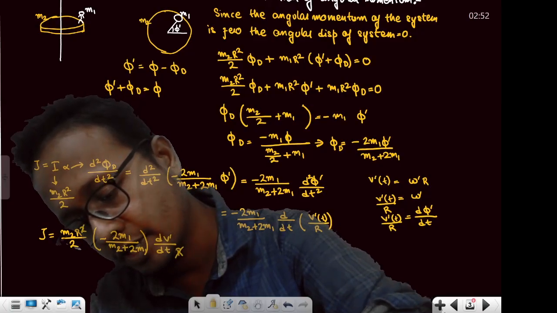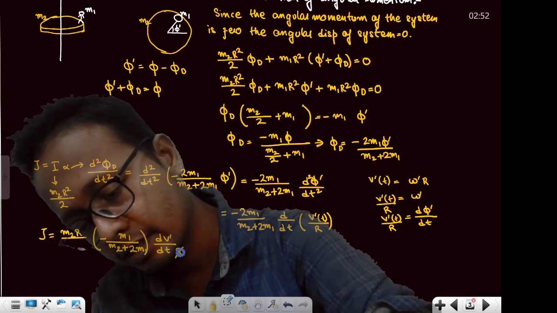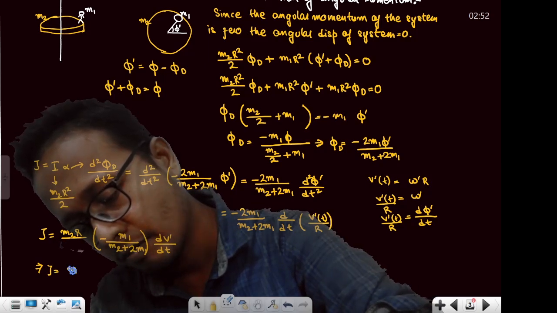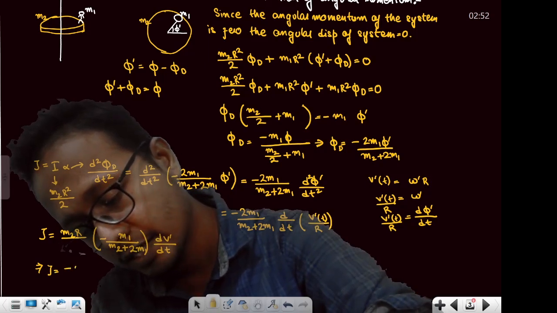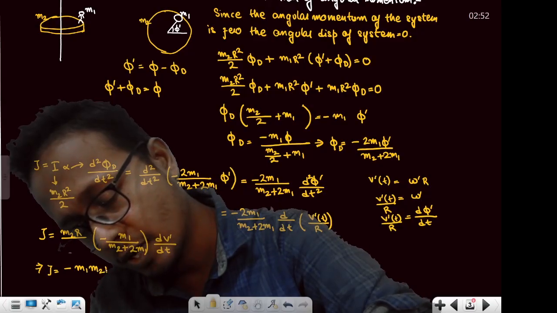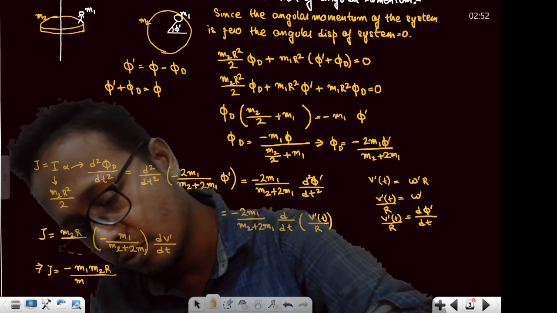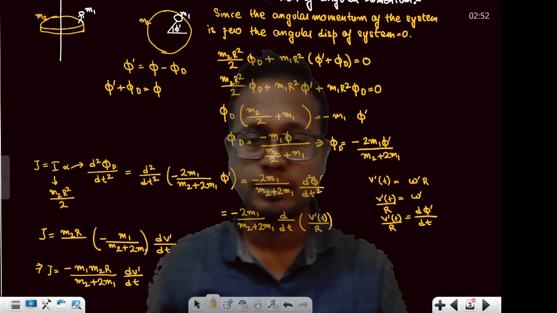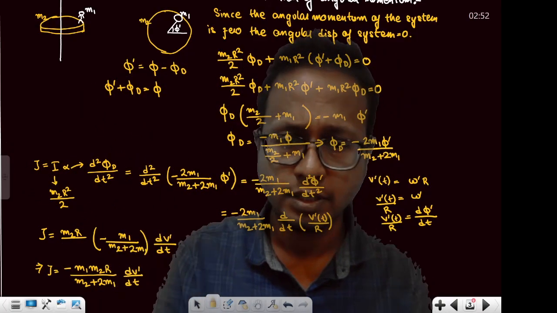Now this r and r square will be cancelled. These two and these two will get cancelled. So what are you left with? You are left with nothing but this term. Torque applied on the disc is nothing but minus m1 m2 r divided by m2 plus 2m1 into dv dash by dt, where minus just signifies the direction. Okay, so this was the question. Understood this much?